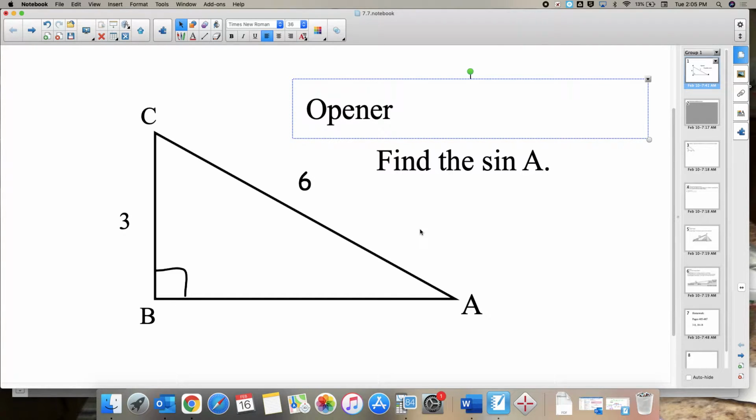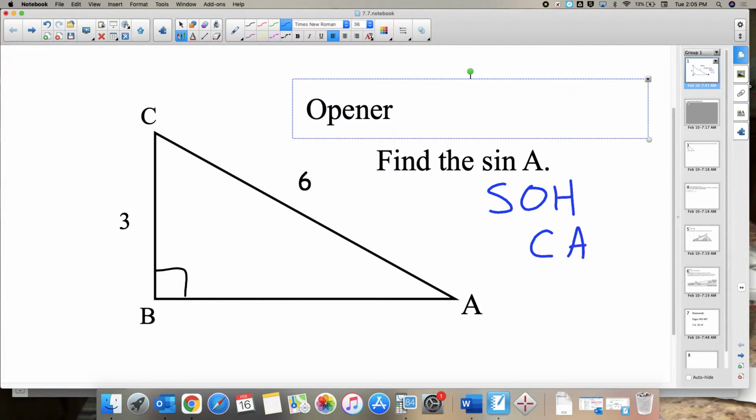Taking a look at 7.7. 7.7 takes what we've done with our trig function so far and takes it one step further. So far, we've talked about SOHCAHTOA and using it to find the missing sides of our triangle. 7.7 takes that, though, and moves it one step further.